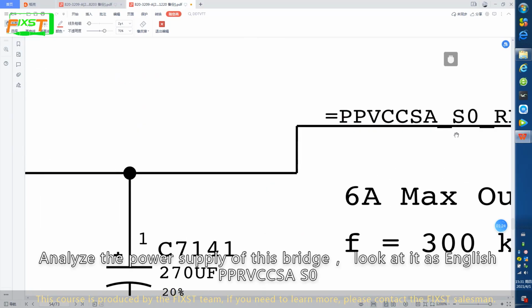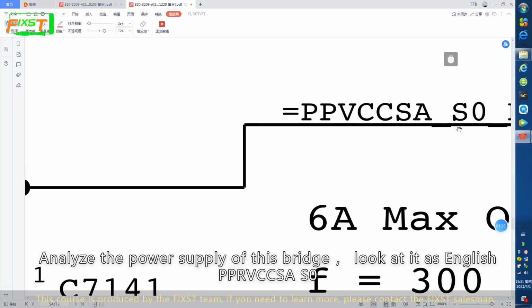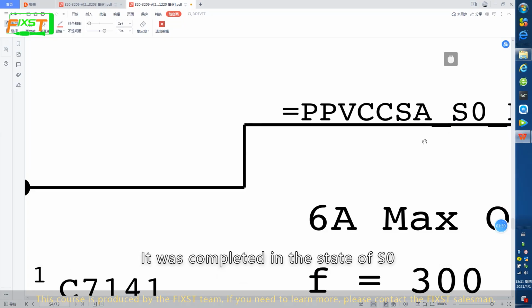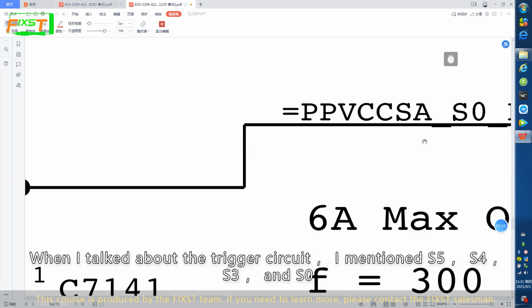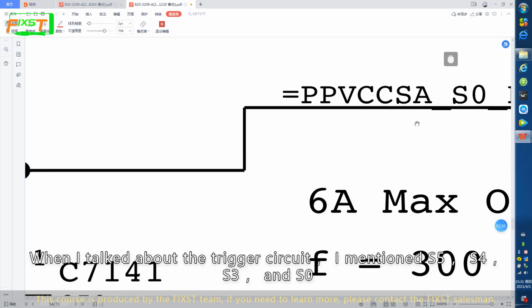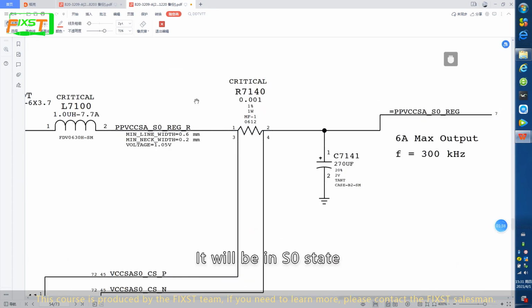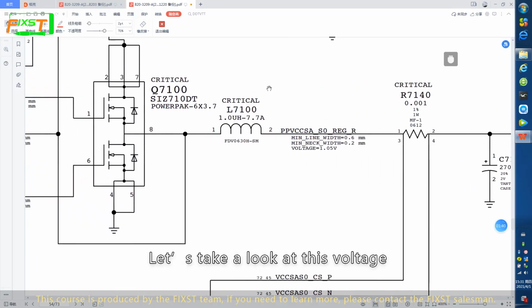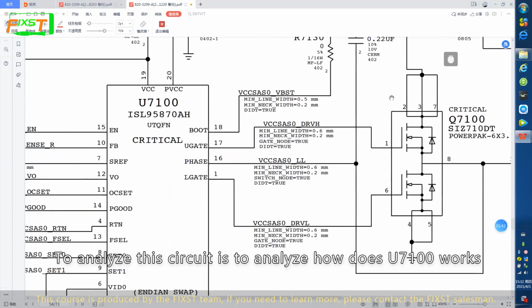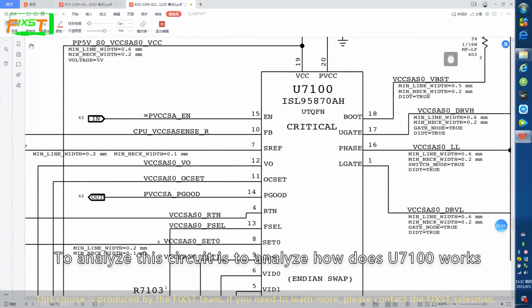Analyze the power supply of the bridge. Look at its English name, PPRVCCSA S0. What does S0 mean? It is completed in the S0 state. When I talked about the trigger circuit, I mentioned S5, S4, S3, and S0. It will be in the S0 state. Let's take a look at this voltage. To analyze this circuit is to analyze how this U7100 works.